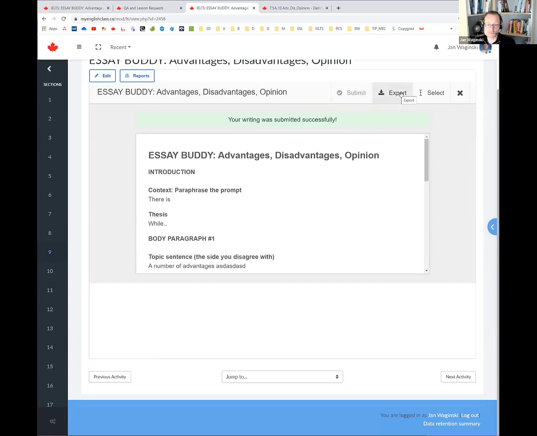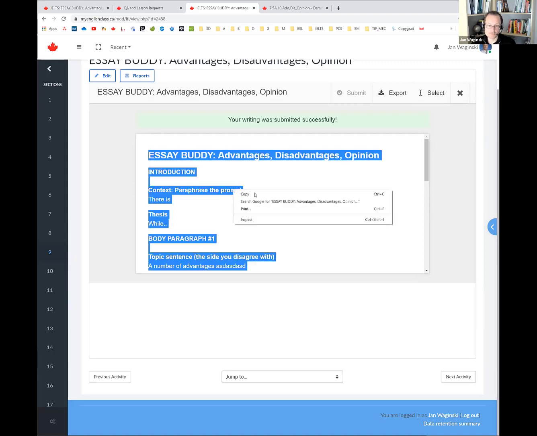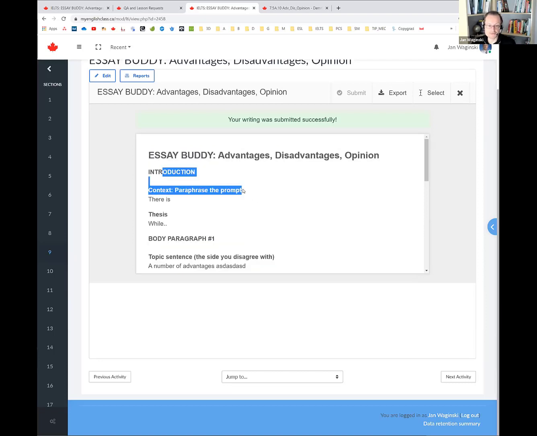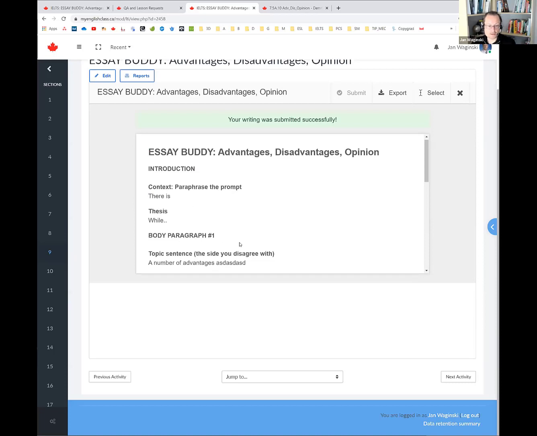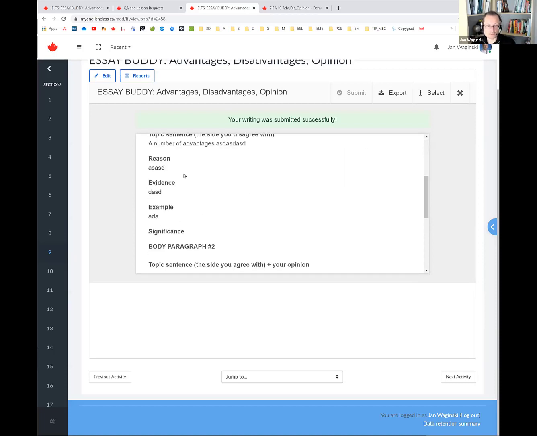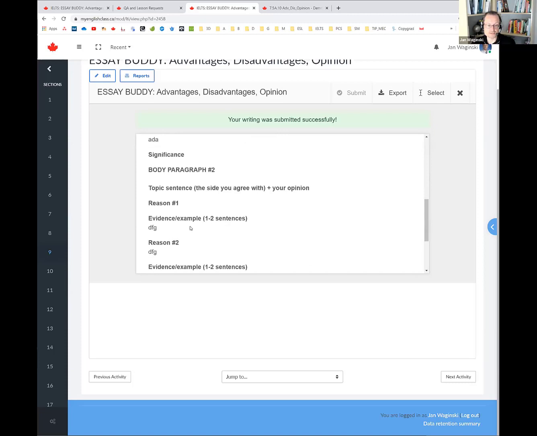Then if you click the Export button, it will automatically send this to Word. Or you can just click the Select button and copy it, put it in the forum, or put it in Word, and just clean it up. Get rid of these headers. But these headers are in here just so they remind you of what the purpose of every sentence is.